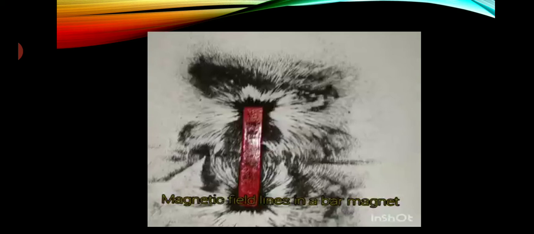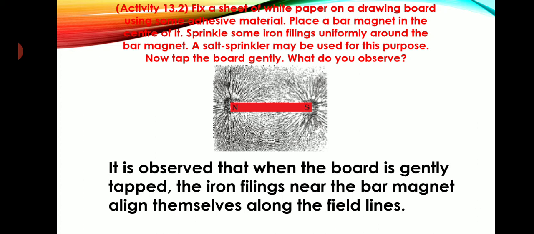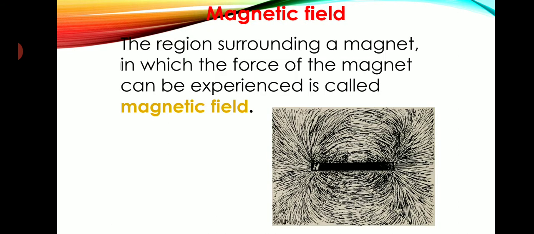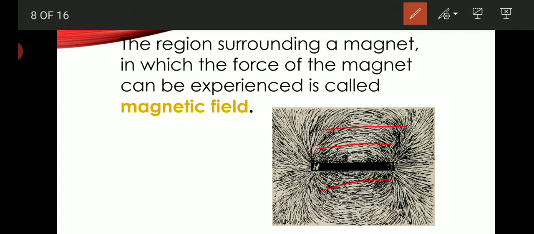You can see the bar magnet here, and around the bar magnet there is a magnetic force. The magnet exerts its influence in the region surrounding it. Therefore, the iron filings experience a force, and the force thus exerted makes the iron filings arrange in this pattern. When the board is gently tapped, the iron filings near the bar magnet align themselves along the field lines. Then what do we call this region near the bar magnet? That is magnetic field. The region surrounding a magnet in which the force of the magnet can be experienced is called magnetic field.